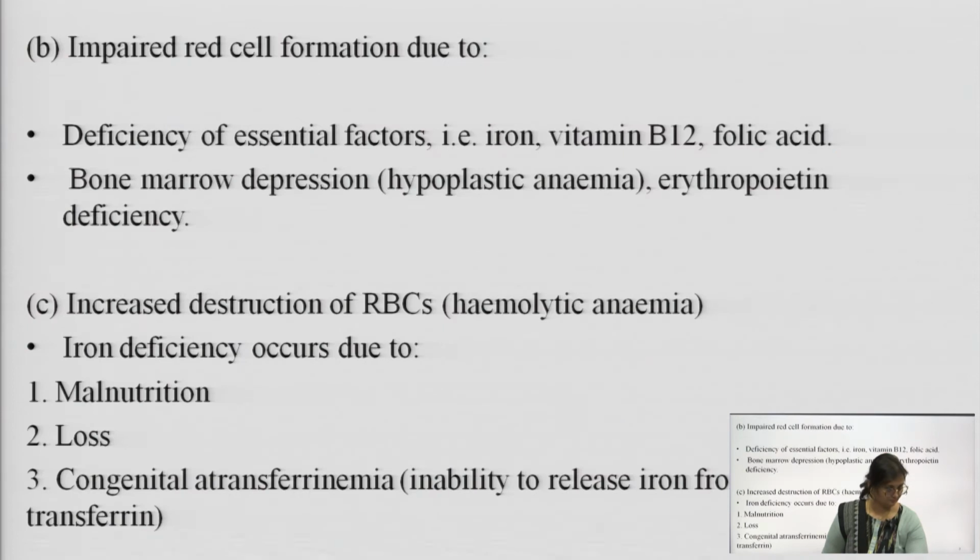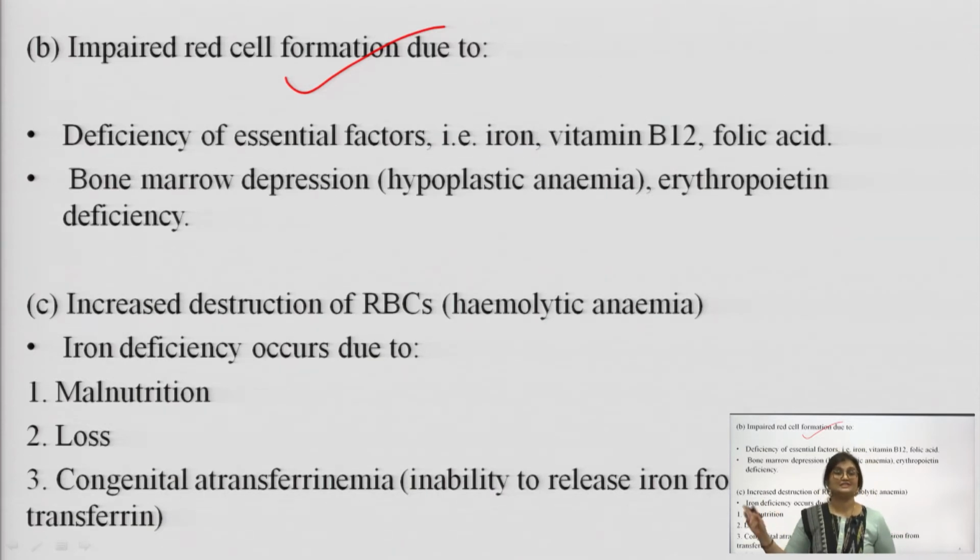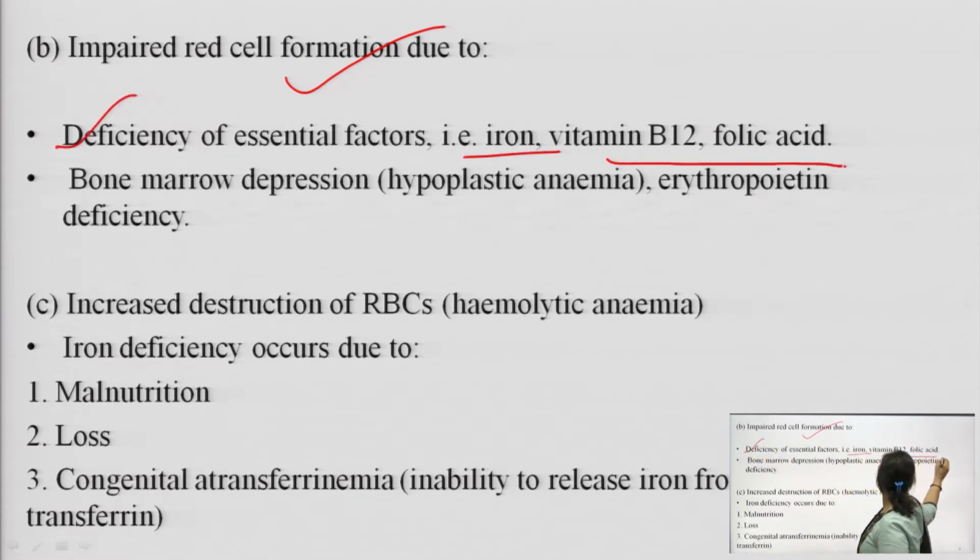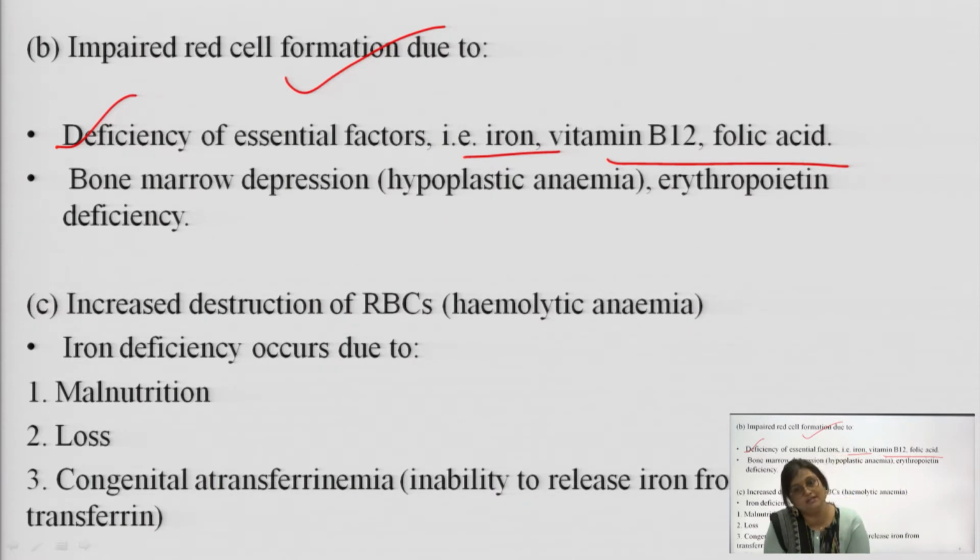Now, other reasons. There are various other reasons for this imbalance of cycle. They are impaired red cell formation. What are the reasons for this impaired red cell formation? They are deficiency of essential factors, that is iron, vitamin B12 and folic acid.